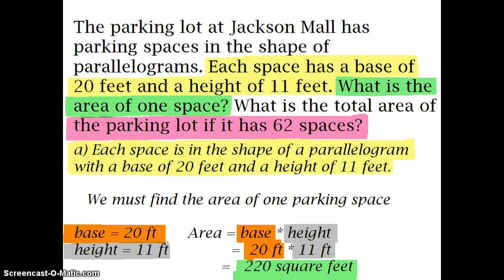Again, in order to find the area of one space, we must multiply the base times the height. Our base is 20 feet, our height is 11 feet. When we multiply those two numbers together, we find out that our area is equal to 220 square feet.